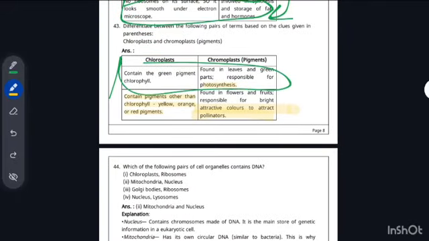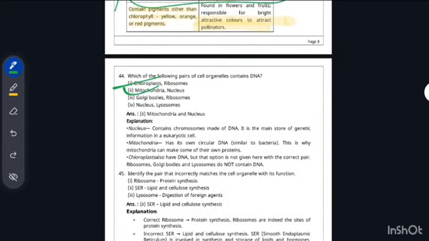Which of the following pair of cell organelles contains DNA? Chloroplast, no. Mitochondria, nucleus, yes. The second option is the correct option.